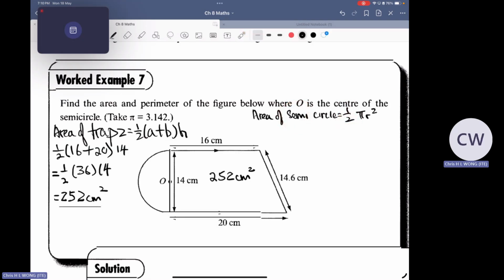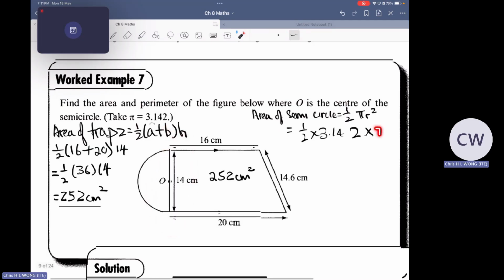Okay, equals to, do slowly. Now pi, they ask you to take pi to be 3.142. So you don't go and press a calculator. You need this, okay? Don't use the calculator. Use this. Equal to half times 3.142 times r square. What is the radius? Diameter is 14. Radius is 7. So 7 square.